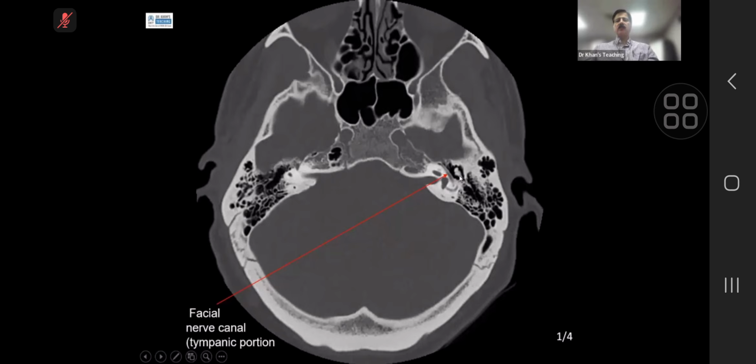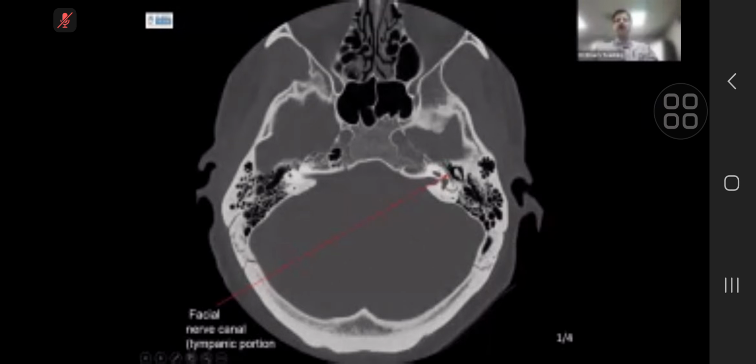If you see here, this is the middle ear cavity. This is the epitympanum. This is the malleus. This is the incus. This part is here. Now, what is this part? What is this?